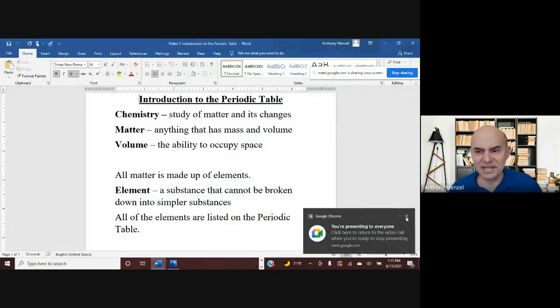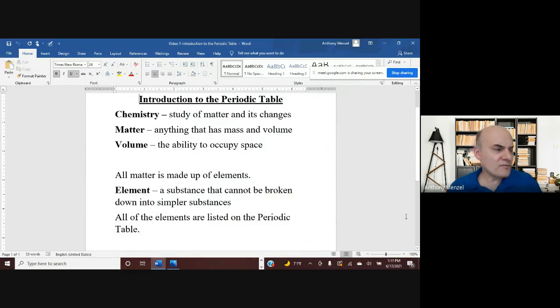So as we begin this study of moles and molar mass, we first have to look at what is chemistry. And that starting point is going to bring us eventually to understand why we want to look at something called a mole in chemistry and molar mass. So chemistry can be defined as the study of matter and its changes.